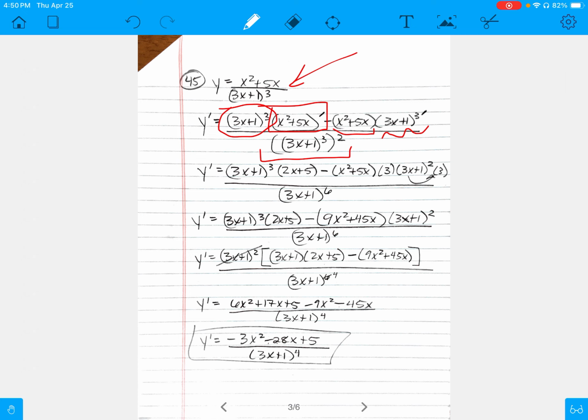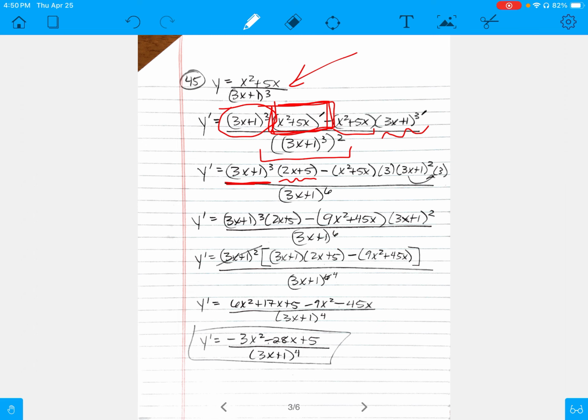When we're following this through, the (3x + 1) quantity cubed just stays the same because we're not taking the derivative of that part yet. But then we have the (x squared + 5x) prime, right? We need to take the derivative of that piece. The derivative of x squared plus 5x is 2x plus 5. So that's where this came from.